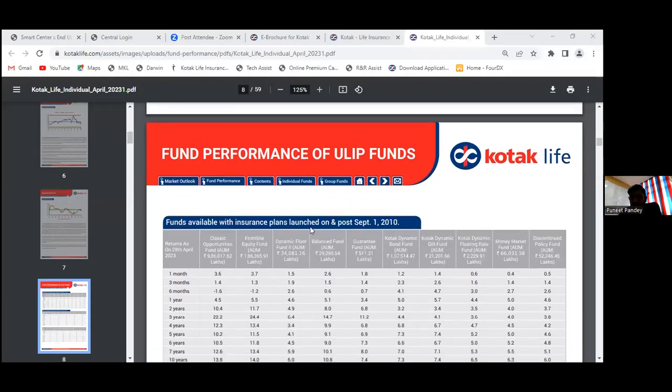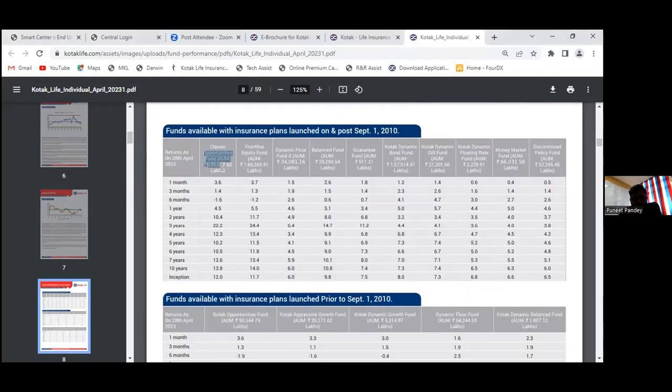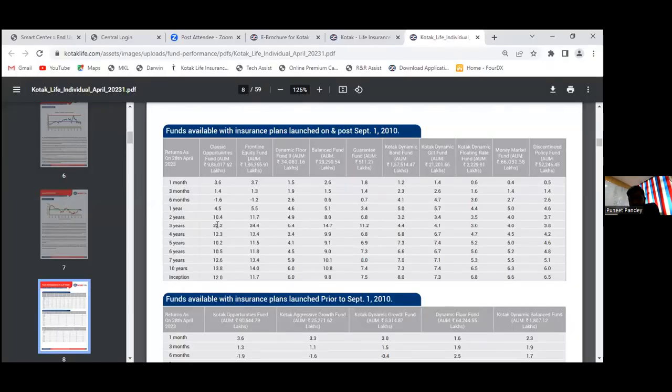So this is a fund update as of May 2023. You can see these funds are Classic Opportunity funds, sir. Since inception, 12%. Last 3 years returns, you can see, sir, 22.2%. Is it yearly? Last 5 years, right? CAGR, annual growth rate.